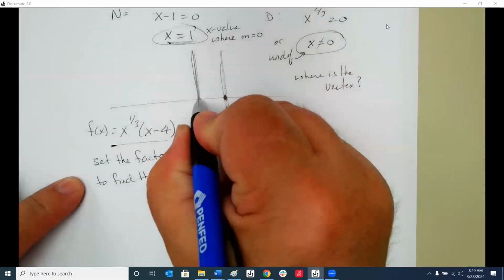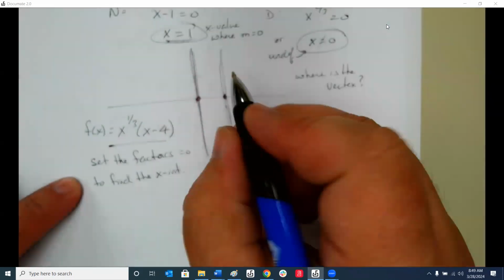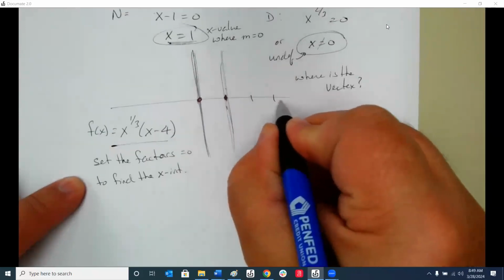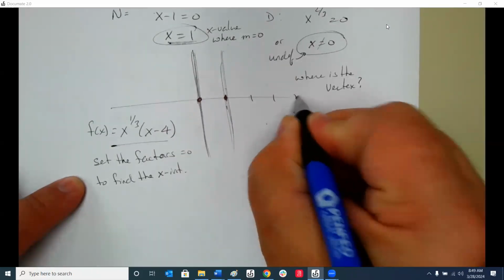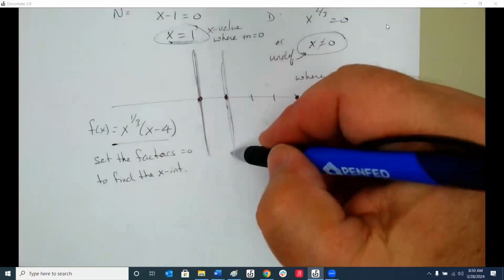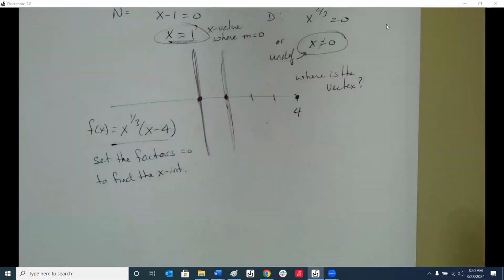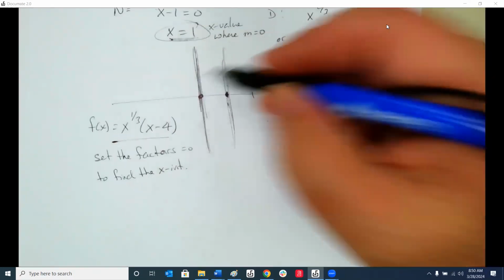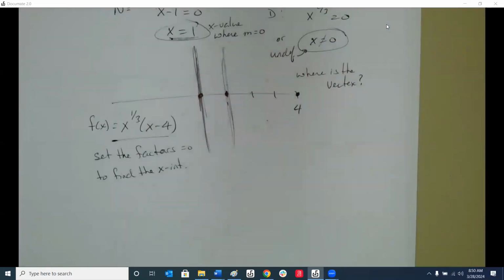So we know our x-intercepts are at 0 and at 4. And we know our vertex will be somewhere on this line, and the line is vertical here. So what do we do next? Look at the steps. We found our critical point values. Now what do we do?